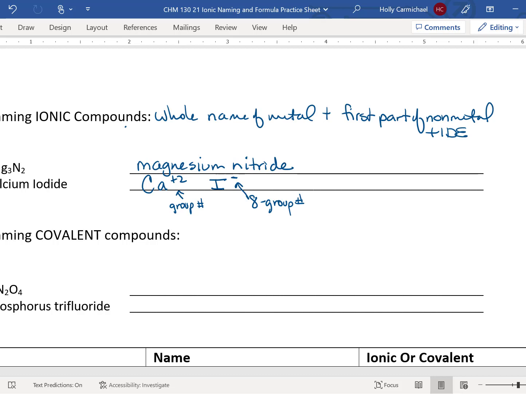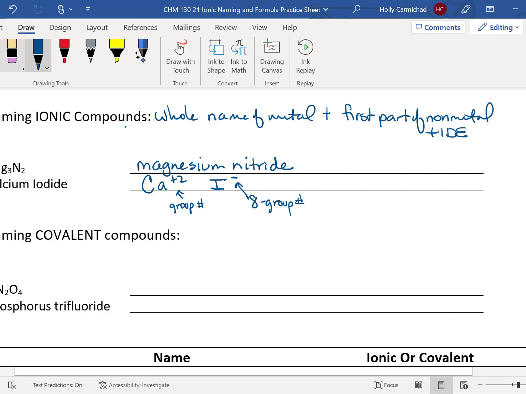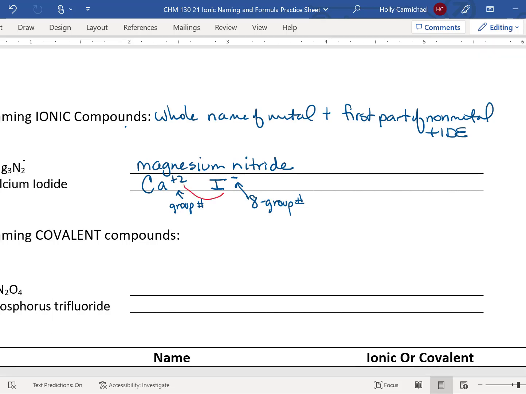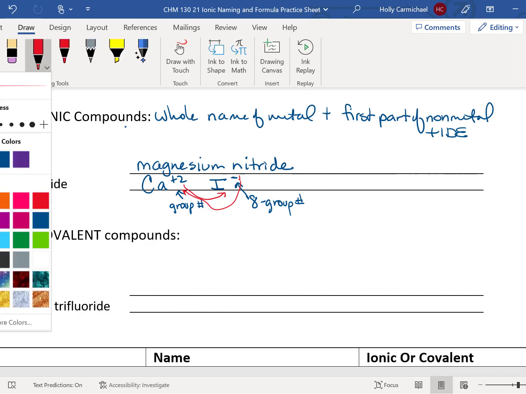Now what do we do? Then you do the swap. So what this is going to tell you is that the charge on the calcium tells you how many iodine, and the charge on the iodine tells you how many calcium. So that's what I mean by the swap. And that's how you figure out the formula. So the final formula ends up being what?